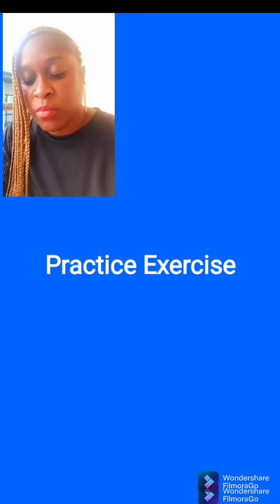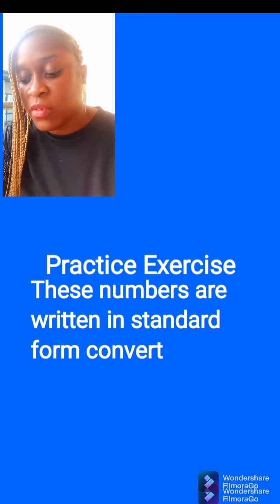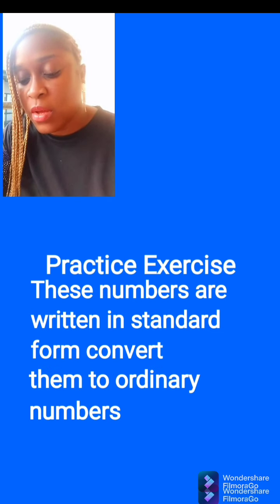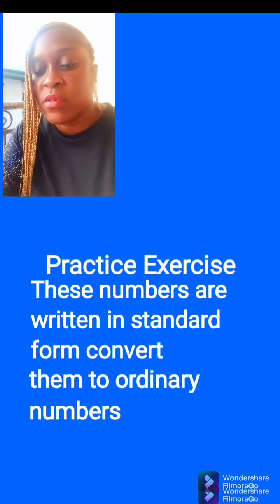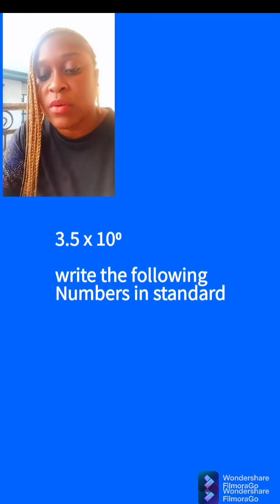So I'm going to give you some work to do. These numbers are written in standard form. Convert them to ordinary numbers. 2 times 10 raised to power 3. Okay? Convert it to ordinary numbers. Convert 3.5 times 10 raised to power 0. Convert it to an ordinary number.